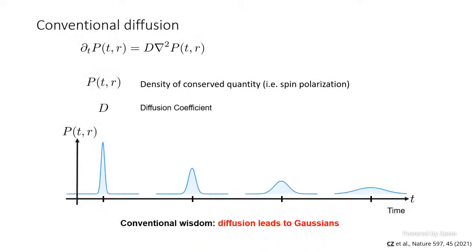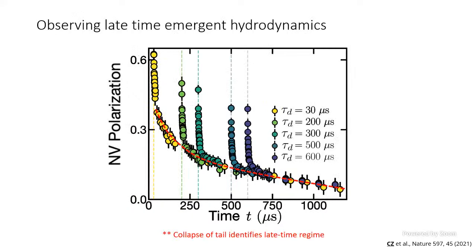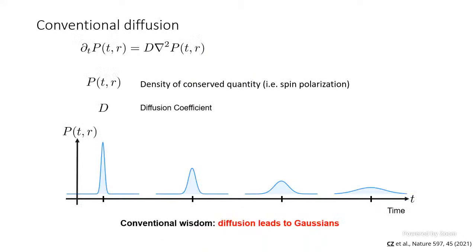Good. So before we think about the profile of this late-time dynamics, let's quickly review what we would expect from conventional diffusion, governed by this diffusion equation, where p(r,t) is the density of a conserved quantity, for example, the spin polarization. If we have a spin diffusion coefficient D, at time equals zero you prepare some arbitrary profile and then let it time evolve. Under this diffusion equation, conventional wisdom tells you it will quickly approach a Gaussian profile.